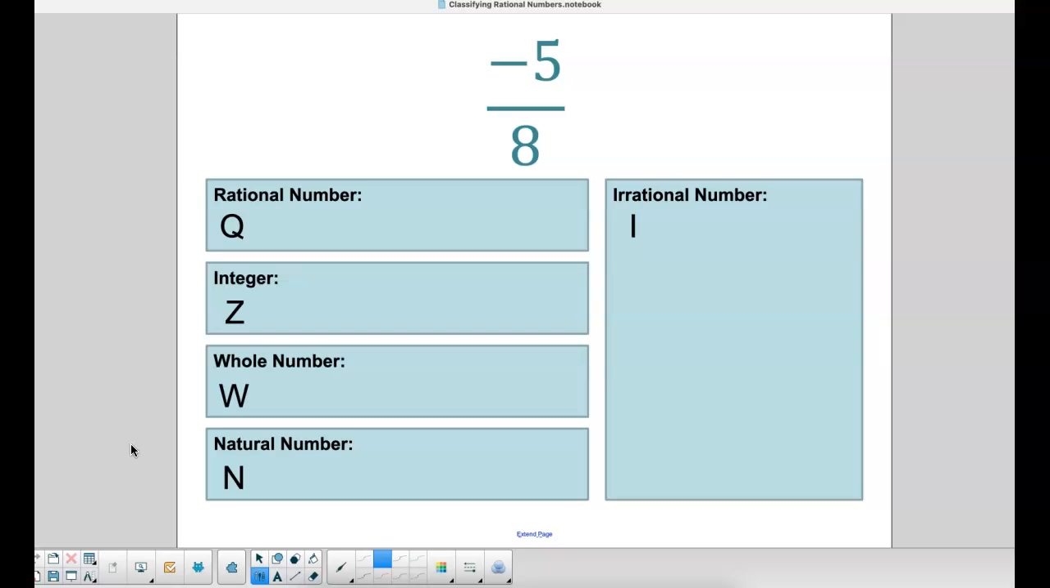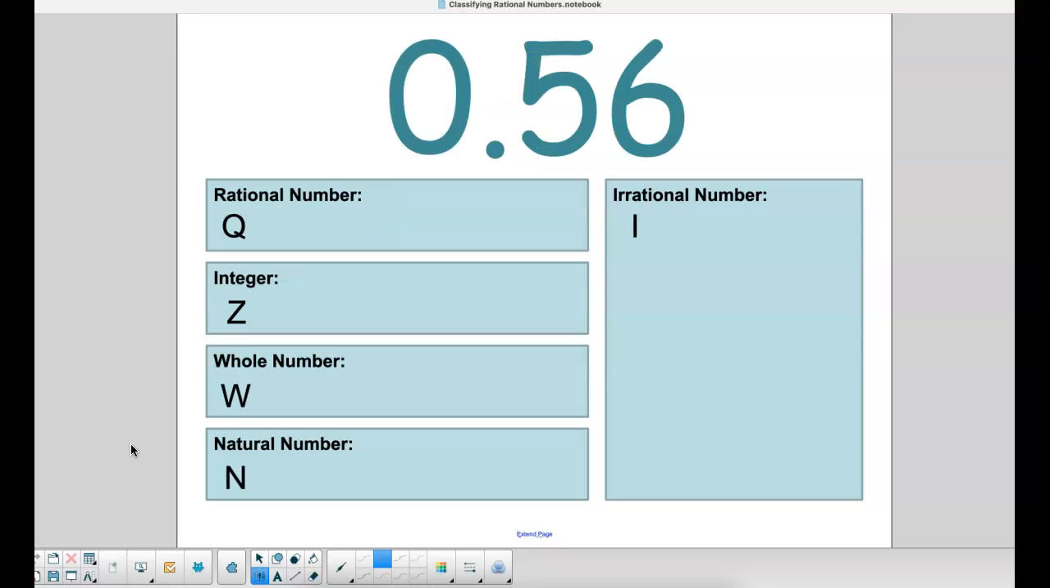Okay. Negative 5/8. When you were a baby, did you count to negative 5/8? No. It's not a whole number. Whole numbers can't be fractions. Is it an integer? No. Integers can't have fractions. It's a fraction, so it's rational. So negative 5/8 should only be under rational. Okay. 0.56. Where did you put that? Oh, there it is. Rational. It's a decimal that ends. It's a terminating decimal. It shouldn't be any place else.